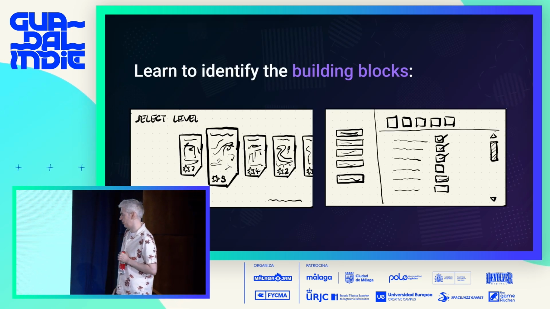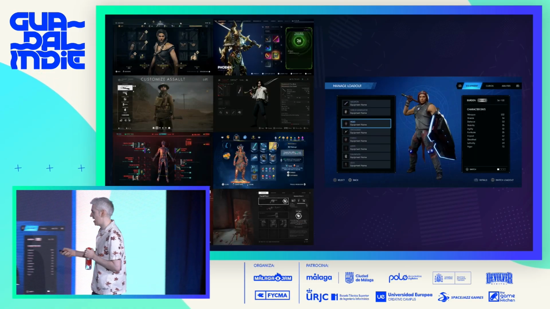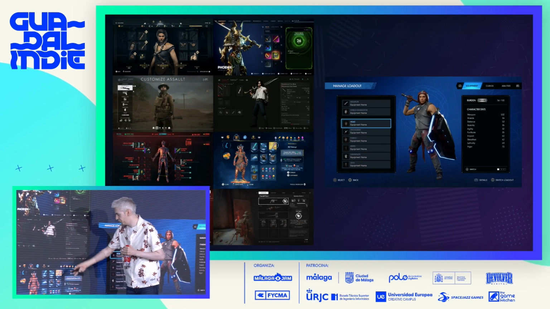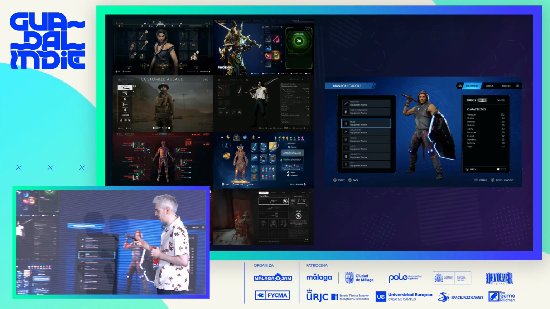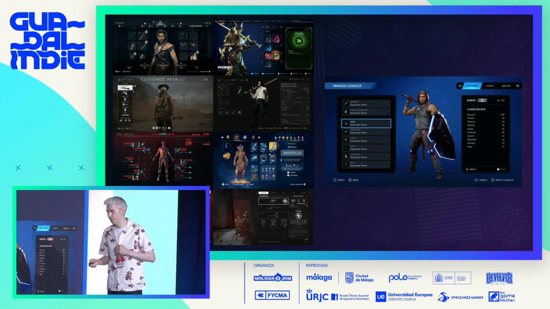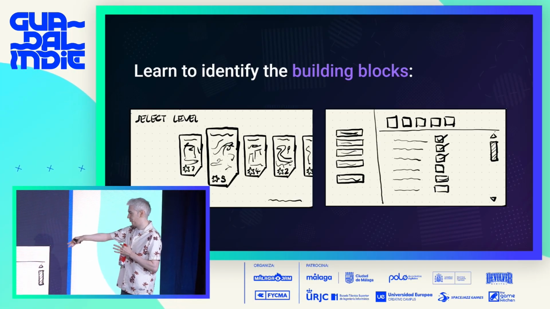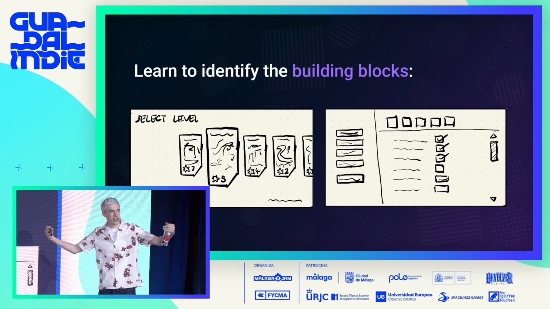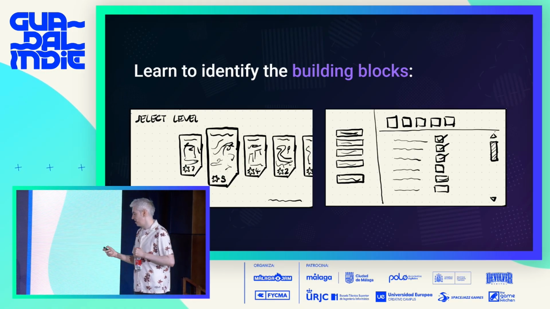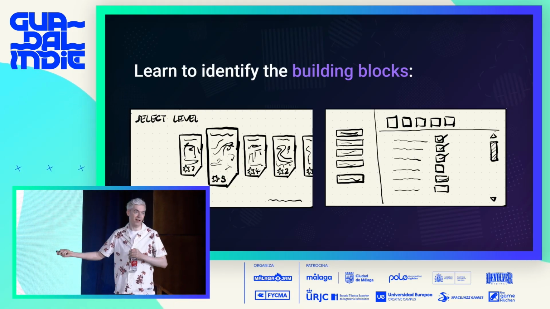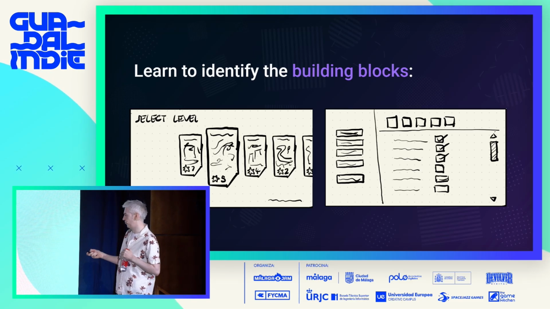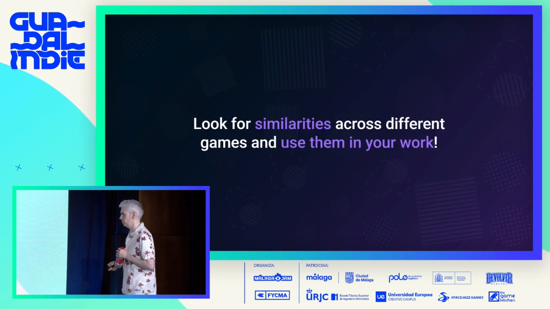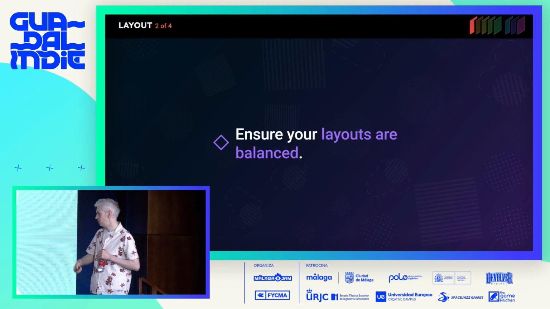So learn to identify the building blocks. Don't look at a screen of UI as all the colors and the icons. Try to look at it through a lens of just scribbles and blocks and big shapes and the wider kind of stuff. That's how you start essentially, and then you build that out into a more complex wireframe. So look for similarities across different games and use them in your work.